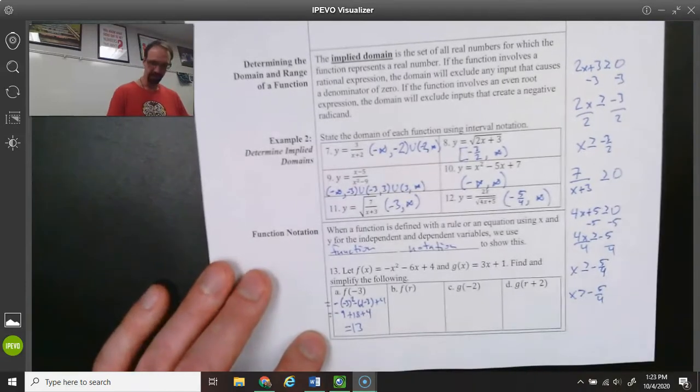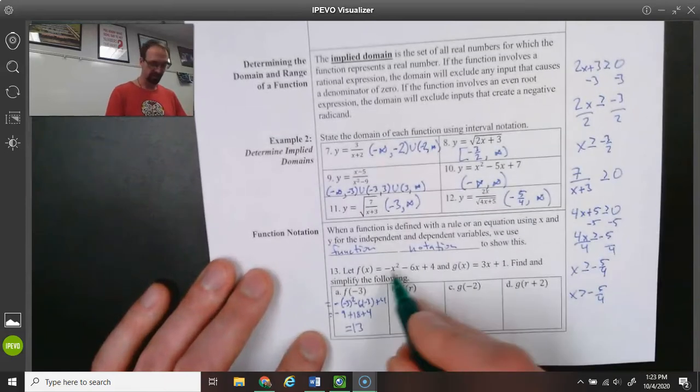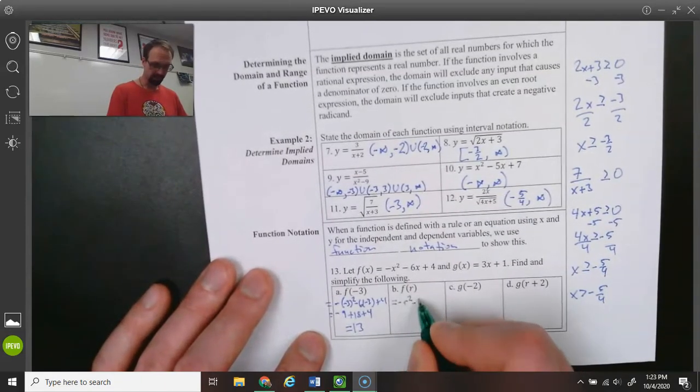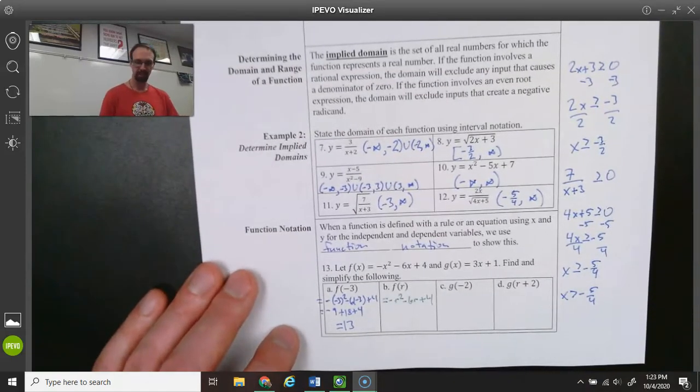Next, it says f of r. Well, what's r? In this case, r is just r. So we have negative r squared minus 6r plus 4. Wherever you see an x, you just put in r. That's it. g of negative 2.